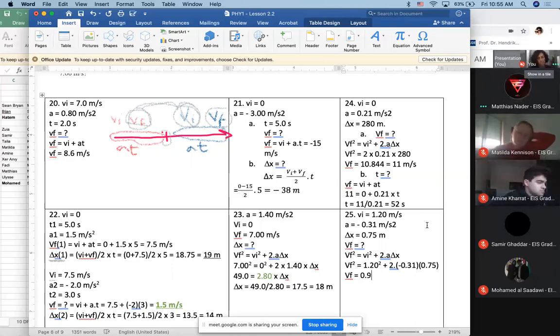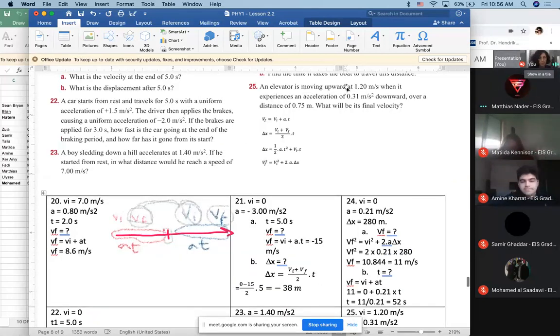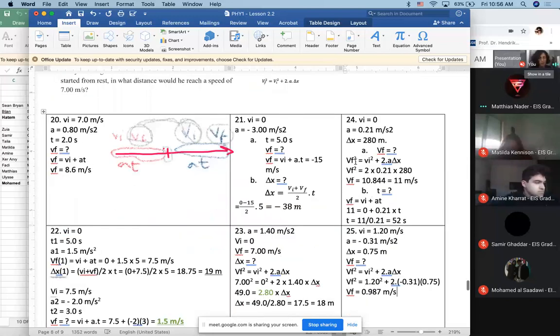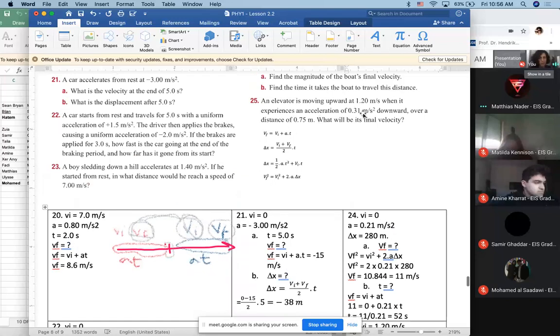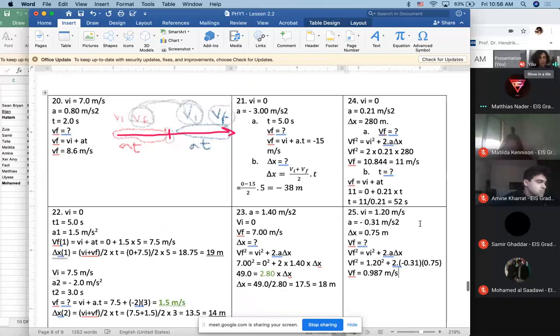0.987. Okay, please, if you don't agree, let us know. All right, is it a negative velocity? An elevator is moving upward when it experiences an acceleration over a distance. What will be its final speed? All right, so now rounding. How many sig figs? 2 sig figs. So I'm going to round to 0.99. Yes?